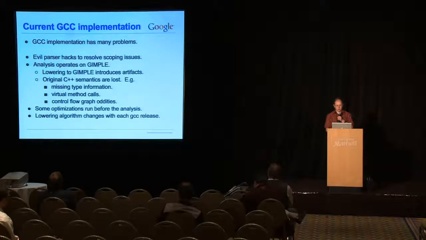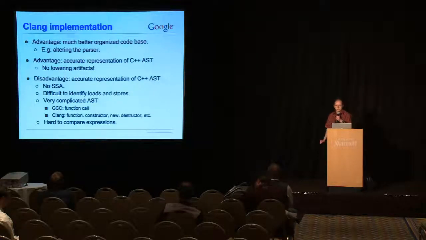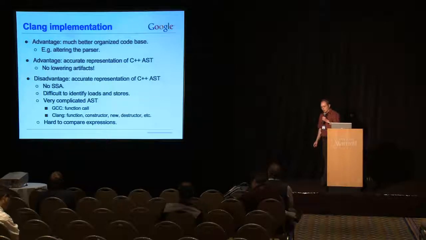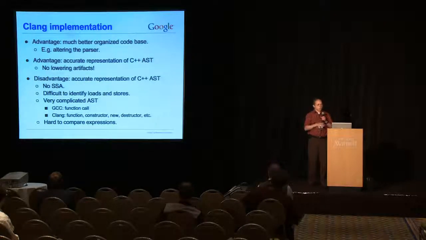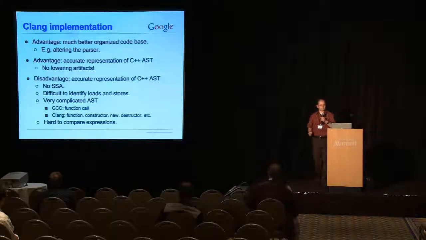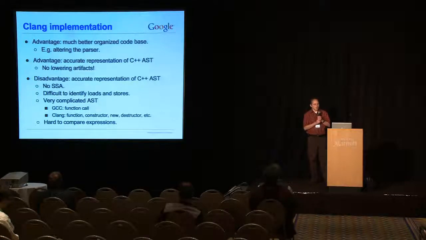So we have good reasons to want to move this to Clang. The good news is Clang has a much better organized code base, much easier to do certain things like altering the parser. Another huge advantage of Clang, you get an accurate representation of the C++ abstract syntax tree. A huge disadvantage of Clang is you get an accurate representation of the C++ abstract syntax tree. C++ is a very complicated language, and the AST is not fun to work with.